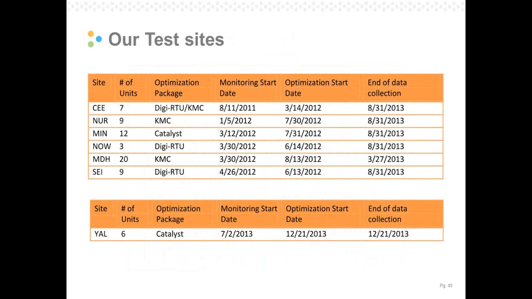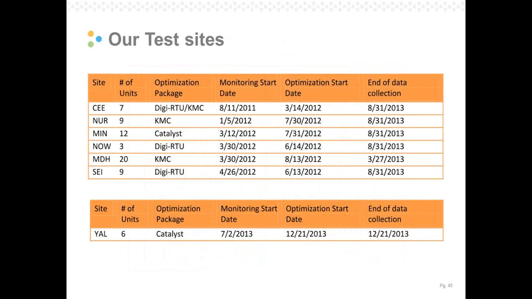So this is another picture here of our test sites, the 6 that we had, the date that we started monitoring performance of the units, and then the date that the optimization package was installed. And you'll see that the line on the second from the bottom of that first table, the MDH site was the last one to get the optimization package installed, and because of a lease issue, it was the first one to be removed as a result of the tenant leaving the space.